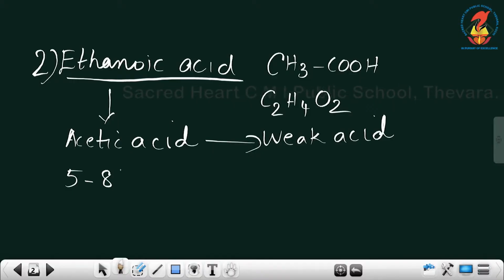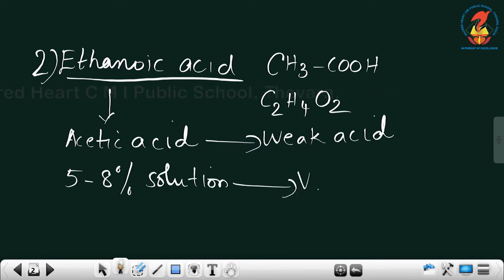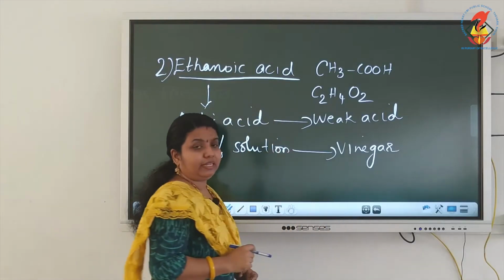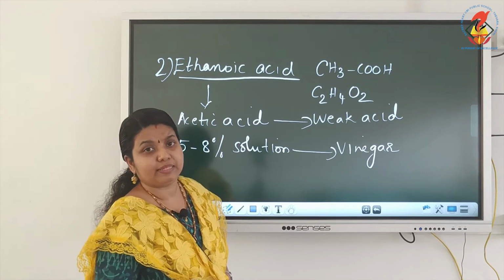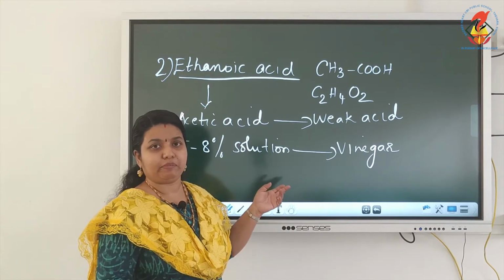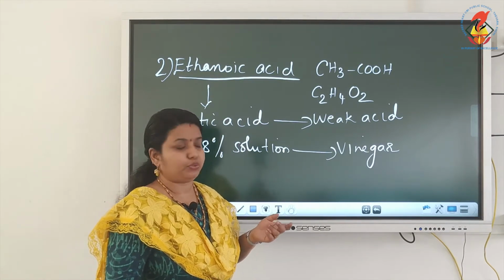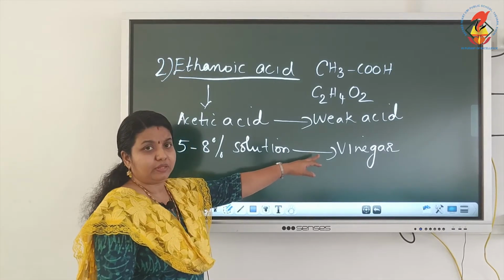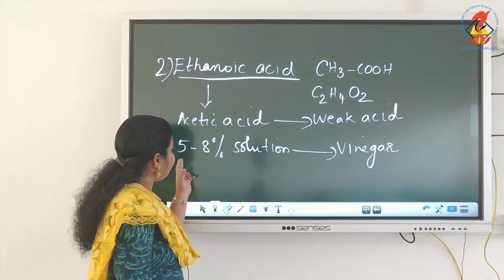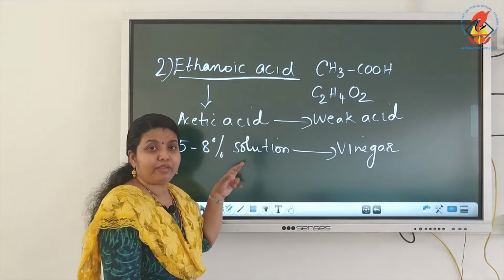Then a 5 to 8% solution of acetic acid is known as vinegar. Vinegar is a widely used food preservative. We use it in pickles and all. We make use of vinegar in pickles and certain other dishes too. So it is a widely used food preservative. It is a 5 to 8% solution of acetic acid.